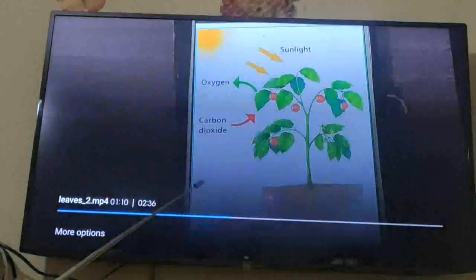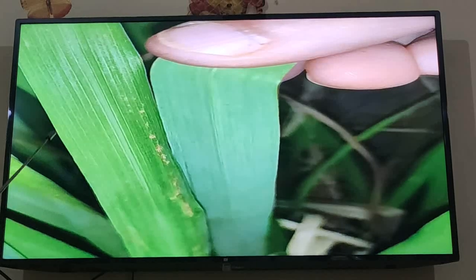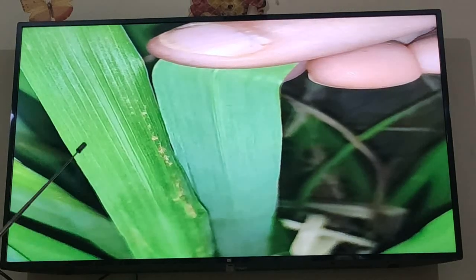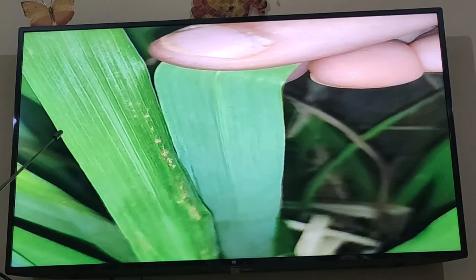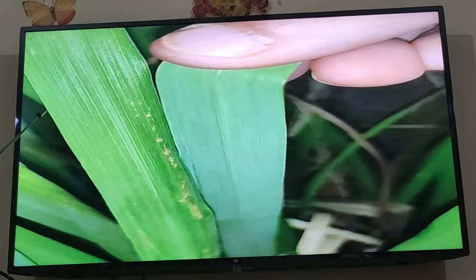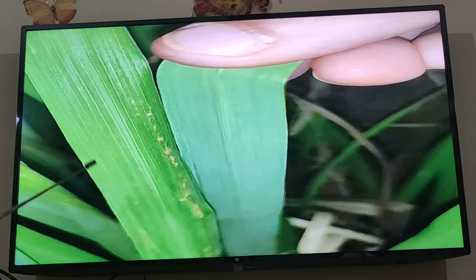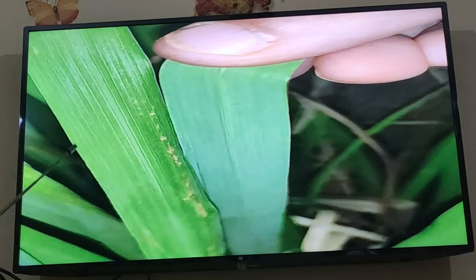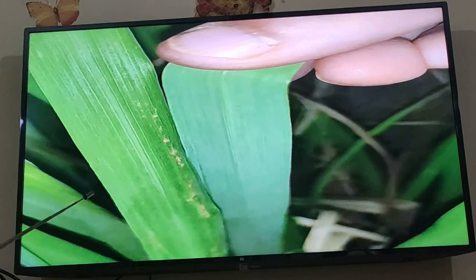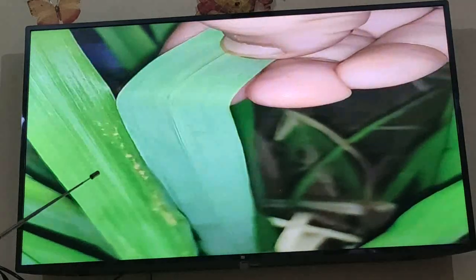You get it? Now the next topic is venation. All the leaves contain veins, I told you already, and the arrangement of veins in the leaves of various plants is different. That means there are two types of arrangement. One is parallel venation. In parallel venation, look over here, the veins in a leaf run parallel to the mid vein. So this is called parallel venation.